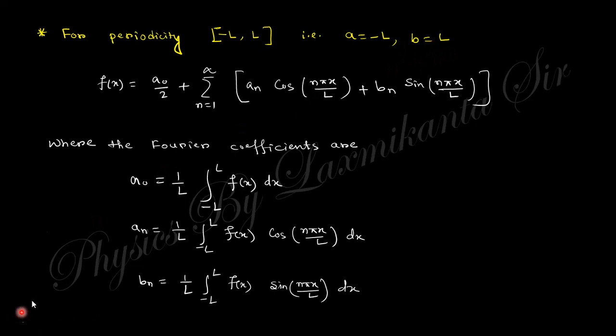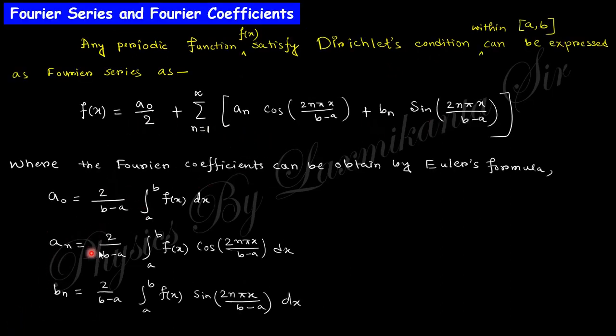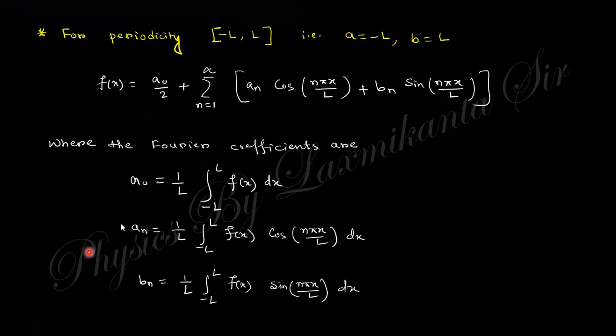If you put a equals minus L and b equals plus L in this expression, you can see this is minus a and this is plus a, so this is 2L and this is 2L also, so the 2 cancels out. So you will get the expression like that: cos(n pi x by L), sin(n pi x by L), where a0, an, bn.